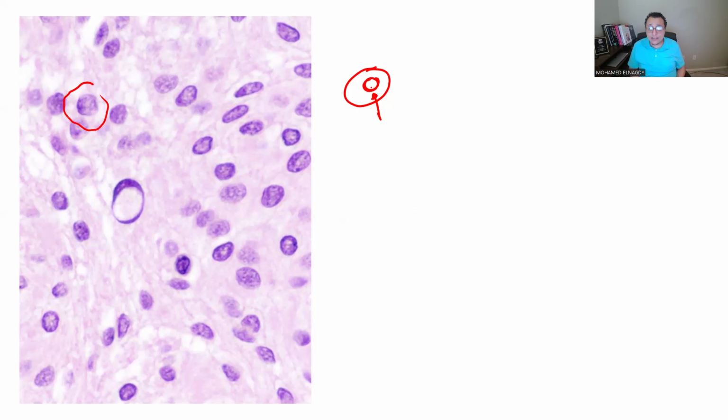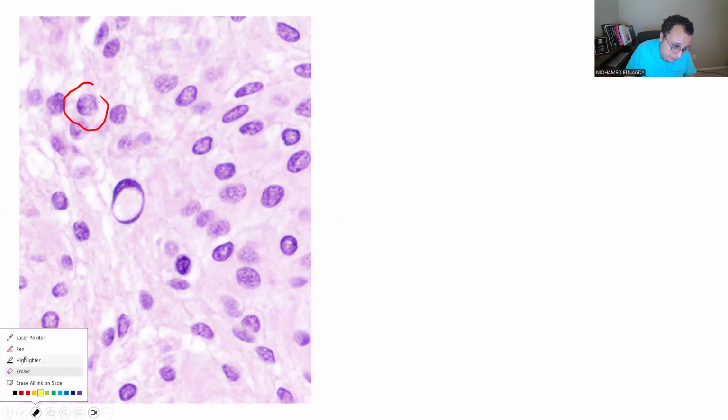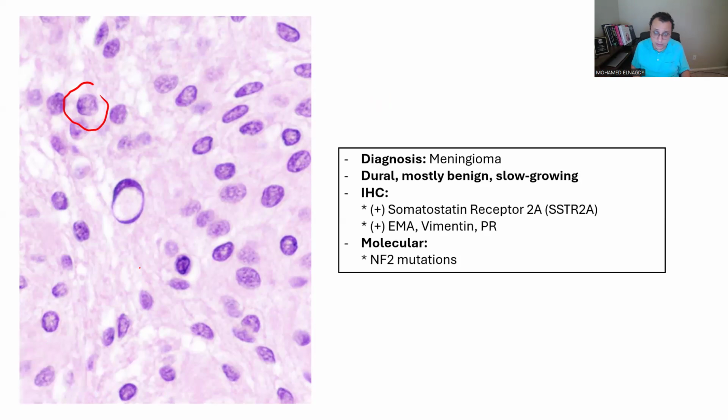So meningioma: syncytial cells, lacy cytoplasm, intranuclear pseudo inclusions, whorls, might make whorls, and you might see some psammoma bodies, of course. Everybody knows, but psammoma bodies are not a classic finding in the meningioma. You might have a lot of meningiomas without any single psammoma body in the field. So here you go, this diagnosis is meningioma. It's usually dural. It has some kind of dural tail, and it's mostly benign, slowly growing.